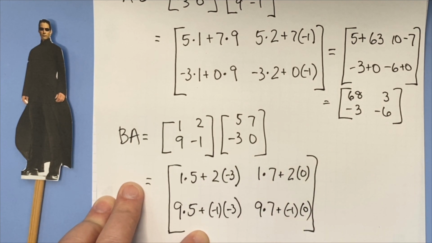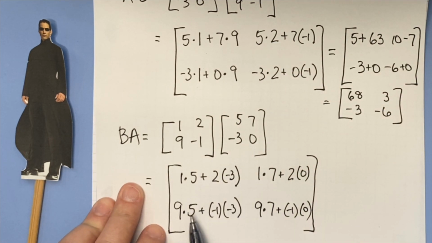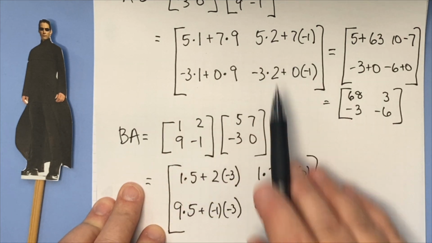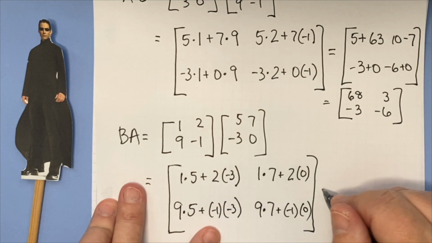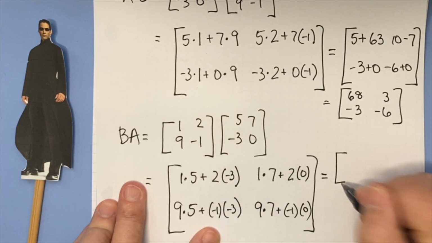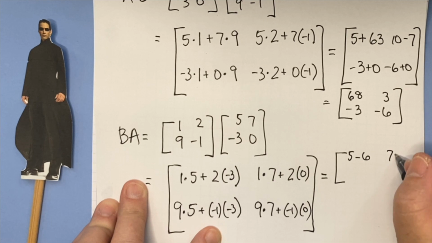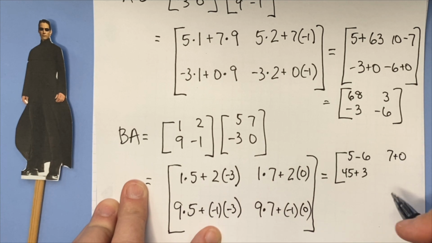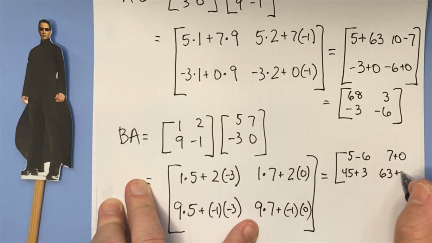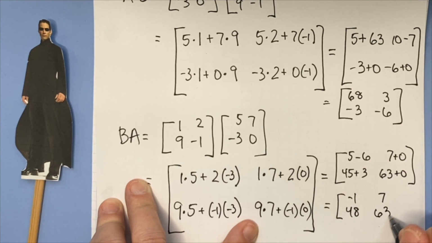Okay, now we can talk about it. Here I've got the 5, -3, 5, -3. Here the 5, -3 and 5, -3 show up in different ways, right? The pattern has shifted. It's almost kind of turned itself sideways. So the question is, maybe they're in different places, but do I even get the same numbers? So let's look. I've got 5 minus 6, 7 plus 0, 45 plus 3, 2 negatives make a positive, and 63 plus 0. So this one's going to be -1, 7, and then this is 48 and 63.